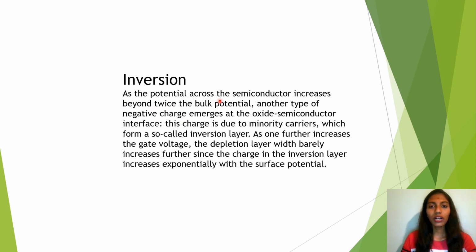As the potential across the semiconductor increases beyond twice the bulk potential, another type of negative charge emerges at the oxide semiconductor interface. This charge is due to the minority carriers, which form a so-called inversion layer. As one further increases the gate voltage, the depletion layer width barely increases further, since the charge in the inversion layer increases exponentially with the surface potential.